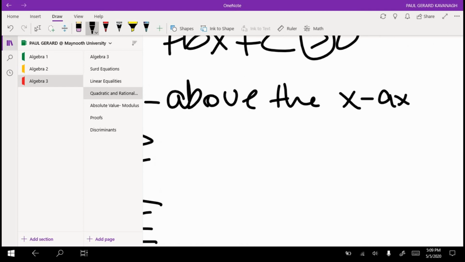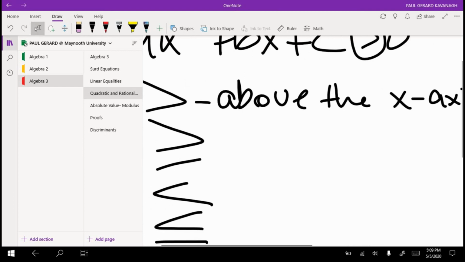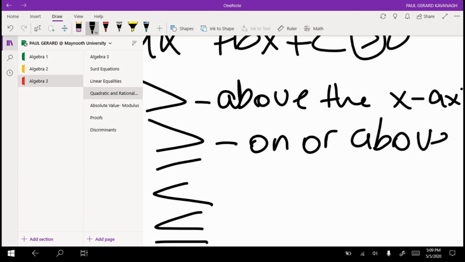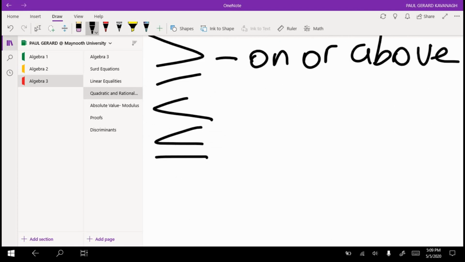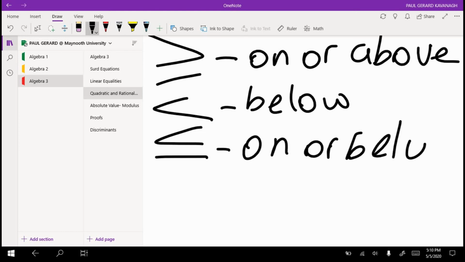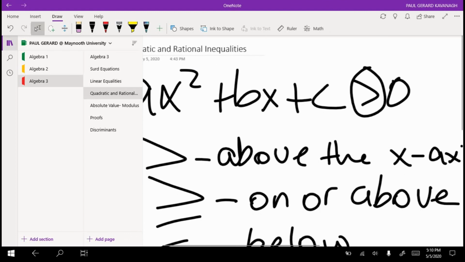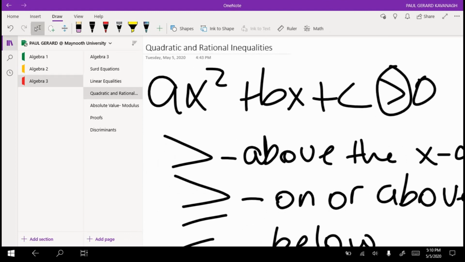When it is greater than or equal to, what that means is that it is on or above the x-axis. I'm just going to write on or above. What less than means is that it's going to be below the x-axis, and what less than or equal to means is that it's on or below. So the example that I showed you here means that this random ax squared plus bx plus c greater than 0, that means that this equation is going to be above the x-axis.